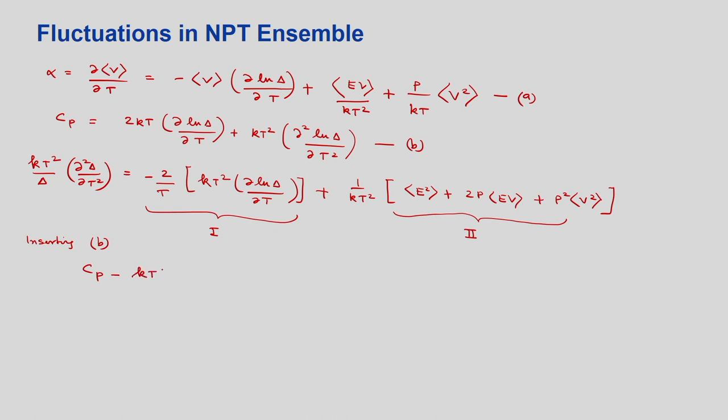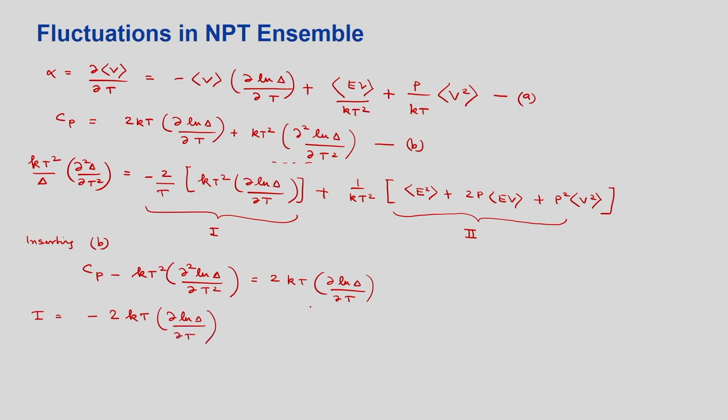If you do that, you will get, I can also write this way, Cp minus kT square dou square ln delta equals 2kT. I have just taken this expression to the left hand side, the Cp minus kT square. Now I need kT square here, so I need to multiply and divide by T minus T. I want to make it kT square. So if you do that, because there is a minus sign here, if I open this, the one becomes simply equal to minus 2kT dou ln delta by dou T.